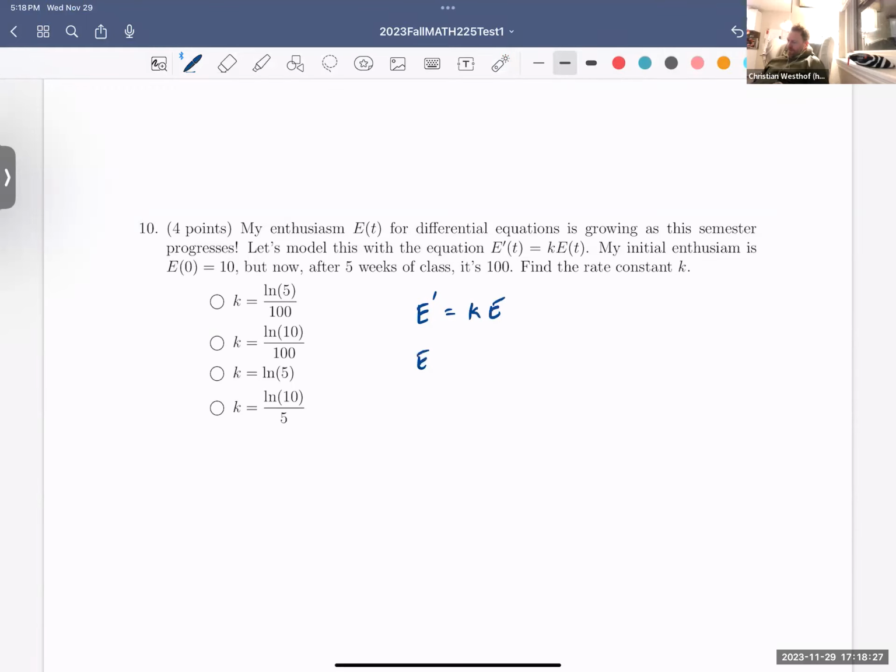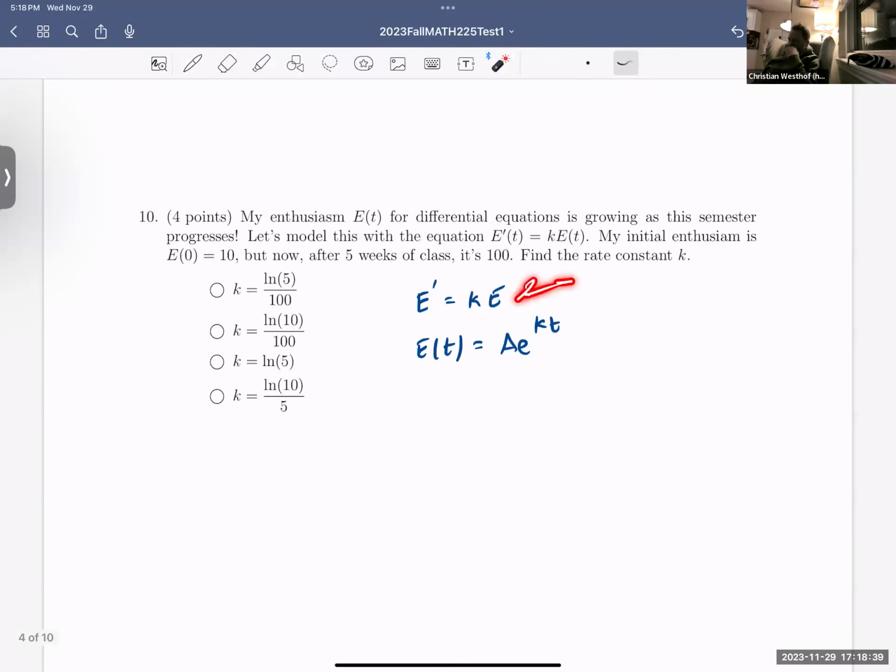That tells us the solution is going to be A e to the kt. That's one you need to know for exponential growth. If you don't know it, you could solve this with separation. You could solve it with integrating factor. You could solve it with undetermined coefficients, but you don't want to do those. You just want to know that this is the solution for exponential growth.